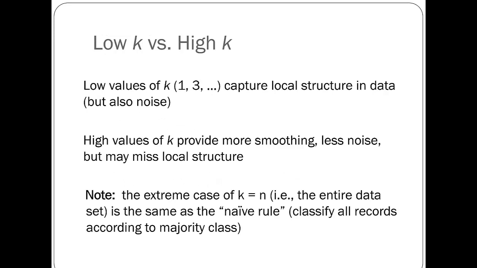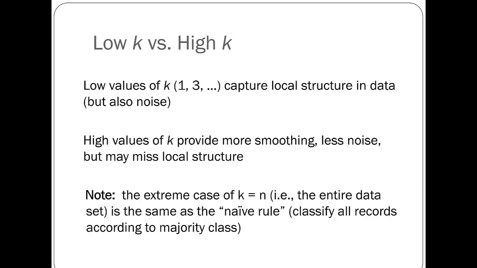Turns out that there's a trade-off between picking a low and a high value of k. And this is the same bias variance trade-off that is in all of statistics. If k is low, there's going to be a lot of noise, and if k is high, there's going to be less noise, but the model is going to miss the local structure, in other words, not fit the data as well.